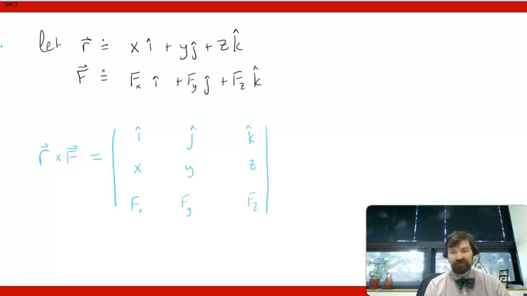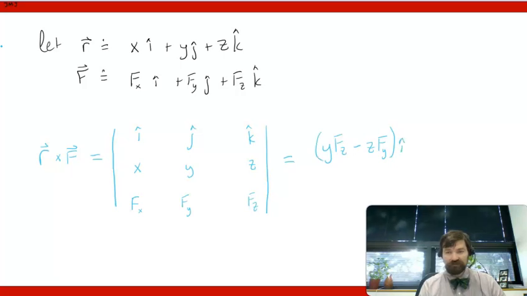And the determinant of this matrix is going to be (y Fz minus z Fy) times i hat, plus (z Fx minus x Fz) times j hat, plus, and then for k hat I have x Fy minus y Fx. That's in the k hat direction.